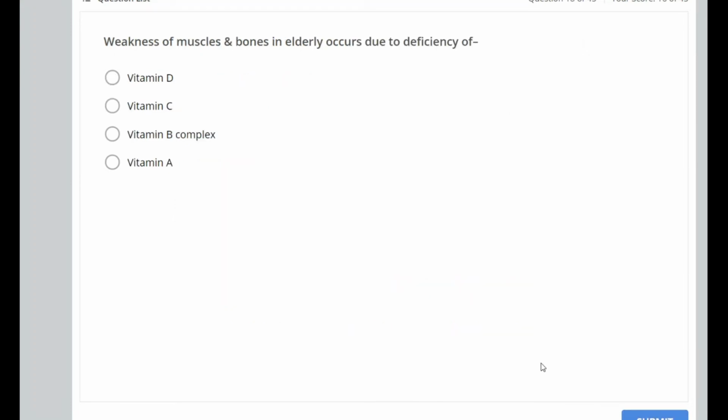Weakness of muscles and bones in elderly occurs due to deficiency of vitamin D, vitamin C, vitamin B complex, or vitamin A. Once again, option A is the right answer, vitamin D.